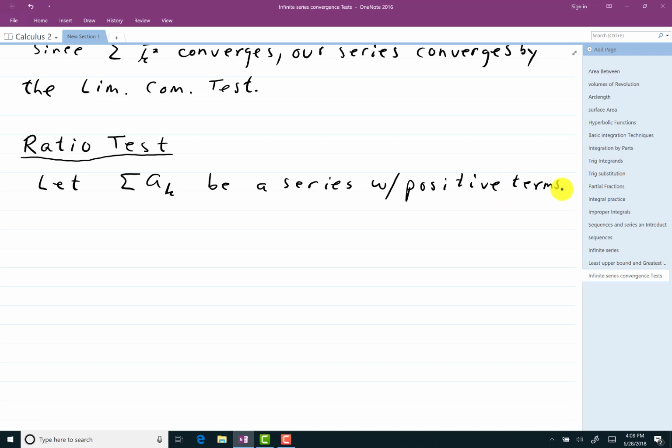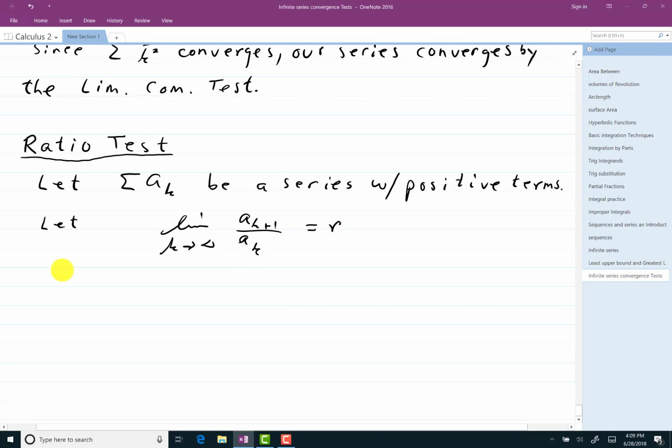All right, if a sub k is a series of positive terms, let the limit as k goes to infinity of a sub k plus 1 over a sub k. So what you're doing is you're taking the quotient of the term divided by the previous term. And suppose this equals some number r.